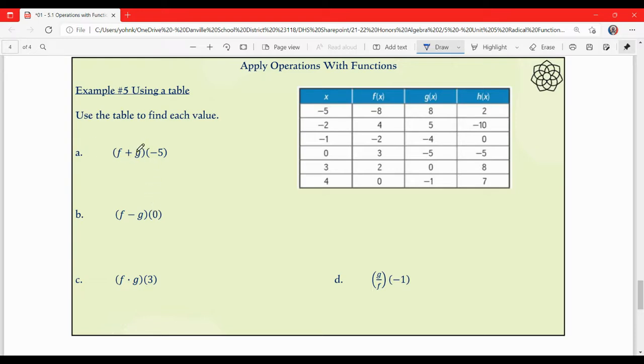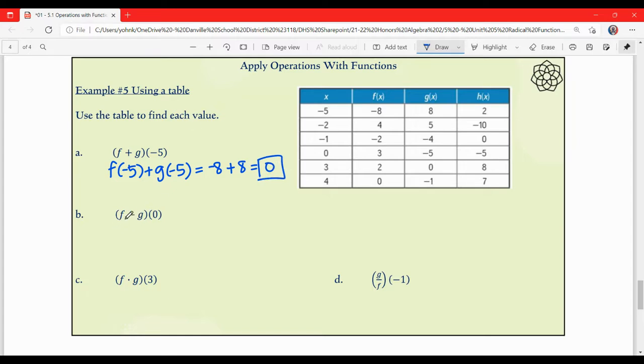So if we look at letter A, f plus g of -5, remember that's f of -5 plus g of negative 5. So I'm going to look at my table. I'm going to find f. I'm going to find negative 5. And so f of negative 5 would be negative 8. Then I'm going to add g of negative 5. So I'm going to find g. I'm going to find negative 5. And where they meet, 8. That means the sum is 0.